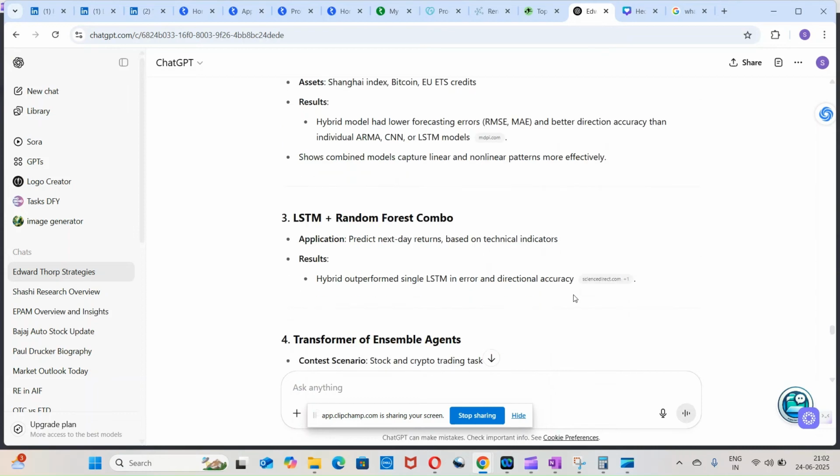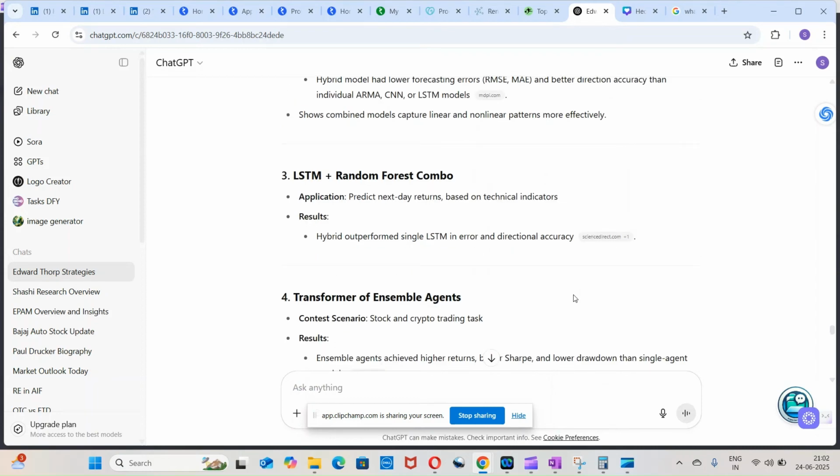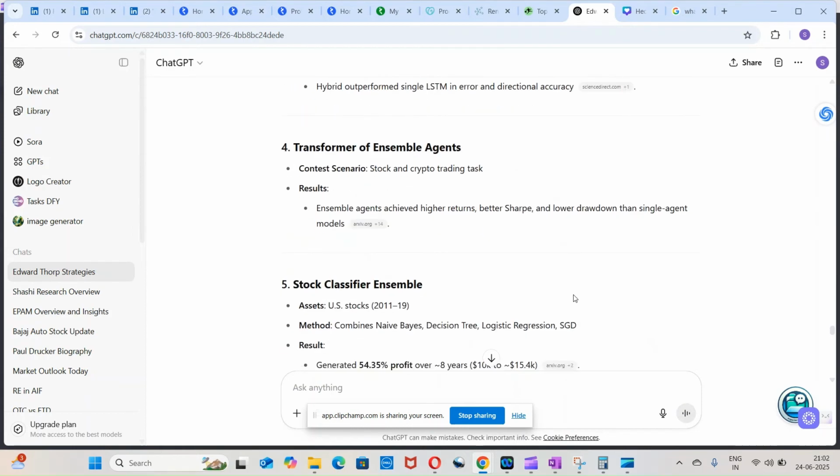directional accuracy. And the next one is an LSTM plus random forest combo, and the application was predicting next day returns based on technical indicators. These results also show this hybrid outperformed a single LSTM model in error as well as in directional accuracy. Transformer and ensemble agents, for stock and crypto trading tasks. So this is a transformer AI model, and ensemble agents achieved higher returns and better Sharpe and lower drawdown than single agent models.